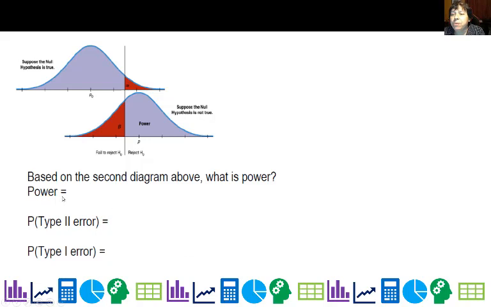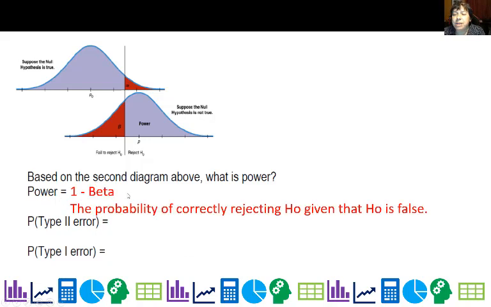So power is 1 minus beta. Notice that these two add up to 1. Power is the probability of correctly rejecting H0 given that H0 is false. Type 2 error, that we said, is beta. And type 1 error is alpha. So we agree on what level of errors we're willing to make.